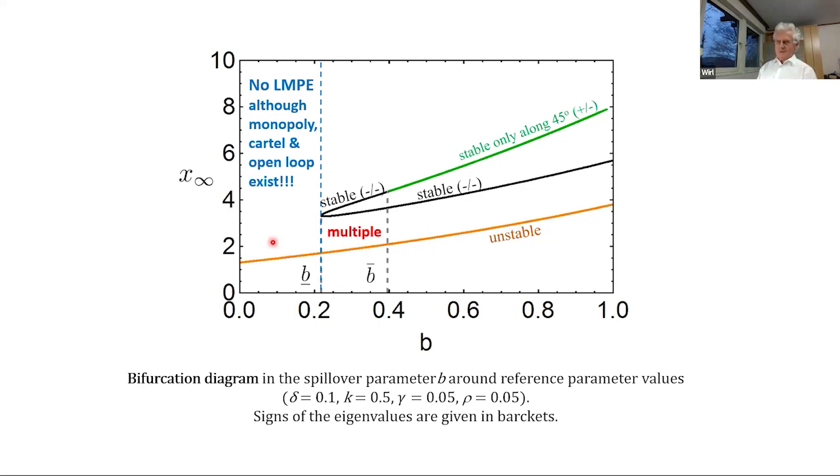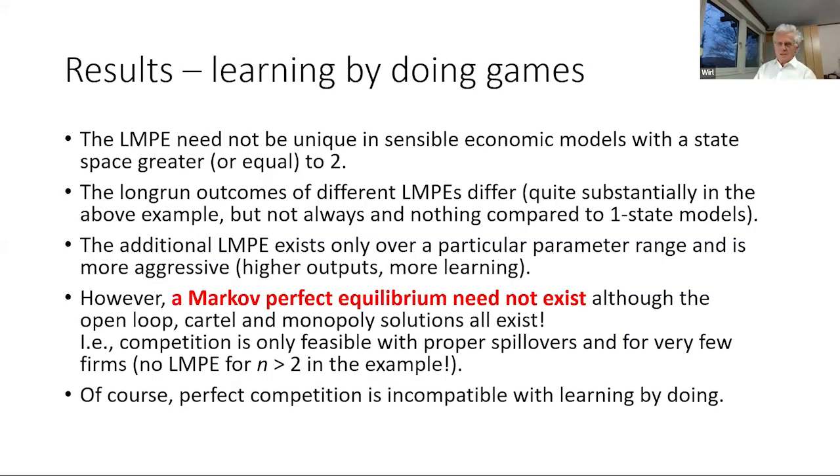So in an economic sense, this is a very negative result, because if learning by doing is going on in this kind of business, if the spillover is not large, there is no, at least economically robust, equilibrium. And in this example, even if you go from 2 to 3 firms, the Markov perfect equilibrium also vanishes. So there, I think I summarize it anyway in the next slide. So the results from this learning by doing games are the following.